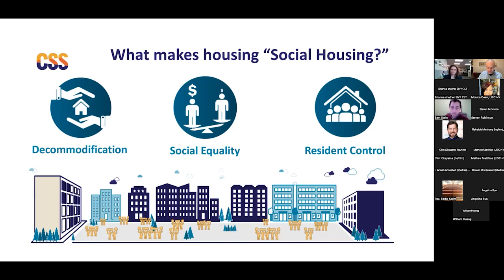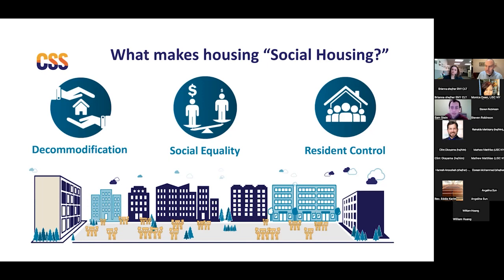That's social equality. The third pillar is resident control or resident democracy. What this means is some way of making sure that the people who live in social housing determine both how it's managed in a day-to-day way and also its future.